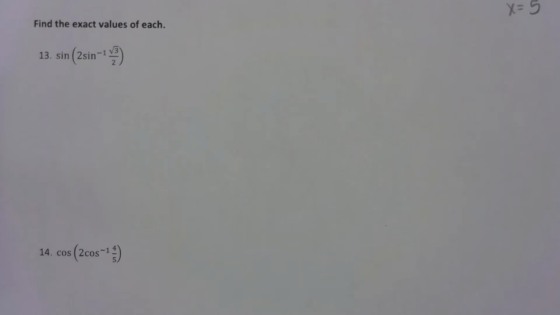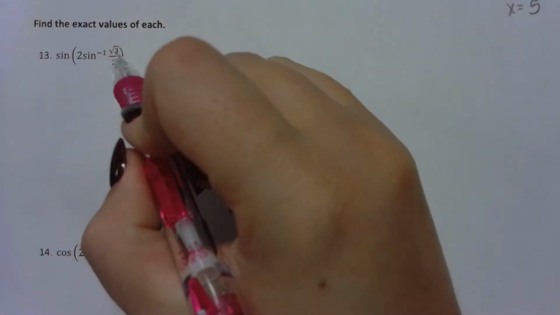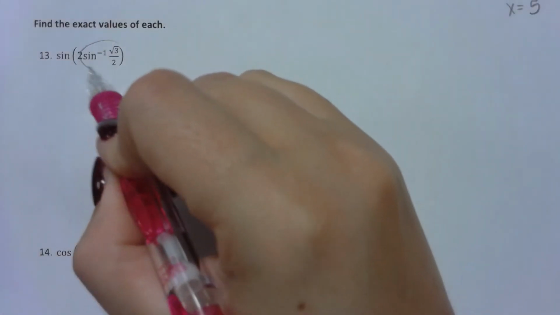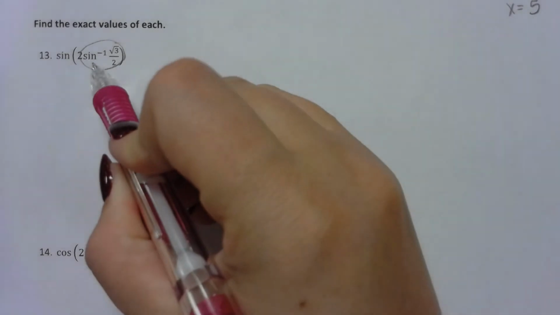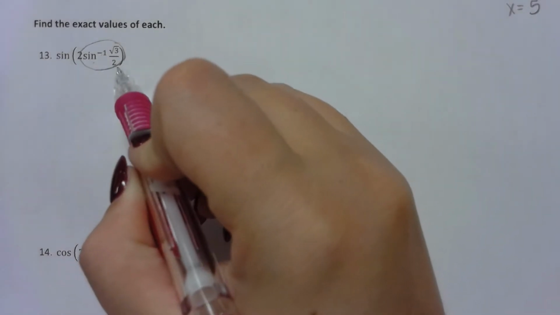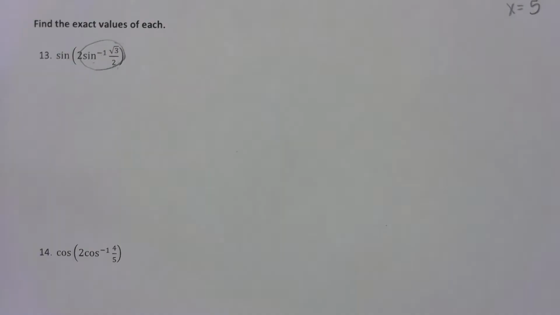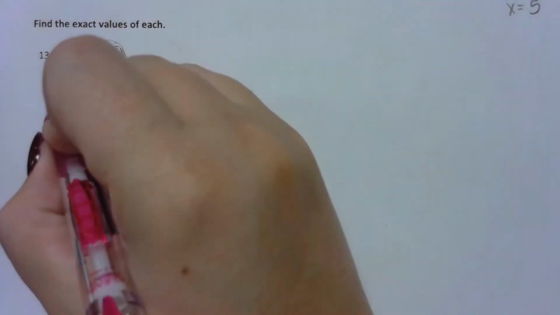All right, so we have the last part of our component 4. So we've got sine of 2 sine inverse of root 3 over 2. If you see a problem like this, ask yourself, what would this be? Well, that's on the unit circle, so we could just use our unit circle to answer this question. So where is sine root 3 over 2? Well, sine is root 3 over 2 at 60 degrees, which would be pi over 3.